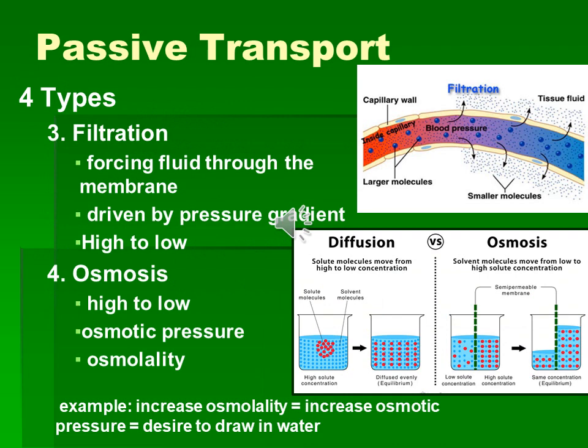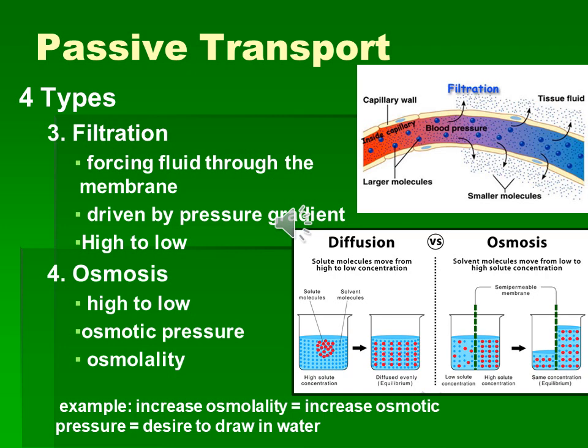Filtration is the movement of solutes from high to low. It is a passive process, but it forces fluid through the membrane, driven by a pressure gradient. So we're still going from high to low, and think of it as similar to what's going on with capillary walls and blood pressure. And then we round out our 4 types of passive transport with osmosis.